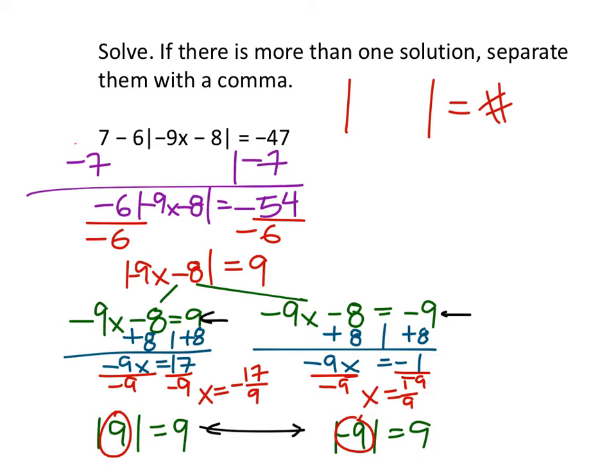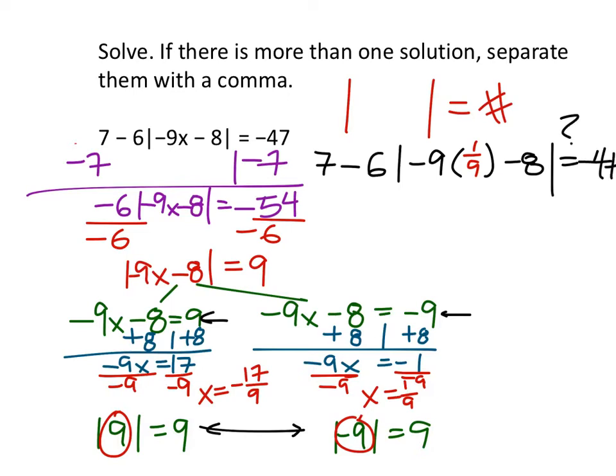So let's go back and check. Well, I guess we want the whole thing, right? So I'm going to look at the whole thing. 7 minus 6, absolute value of negative 9. We'll do the x's, 1/9, which should get us the negative 9 out of that. So minus 8, absolute value. Does this equal negative 47? Okay, well, by the order of operations, we would do the absolute values first. So negative 9 times 1/9 is negative 1 minus 8. The absolute value is negative 9. Remember, that's what we wanted, right? And that's what we got, and that's good.